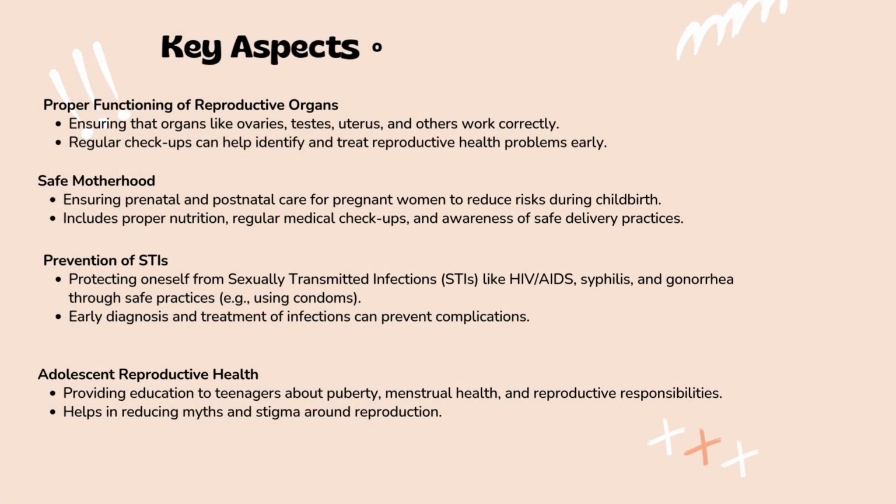Key aspects of reproductive health: proper functioning of reproductive organs, ensuring that organs like ovaries, testes, uterus, and others work correctly. Regular checkups can help identify and treat reproductive health problems early. Safe motherhood, ensuring prenatal and postnatal care for pregnant women to reduce risks during childbirth, includes proper nutrition, regular medical checkups, and awareness of safe delivery practices.